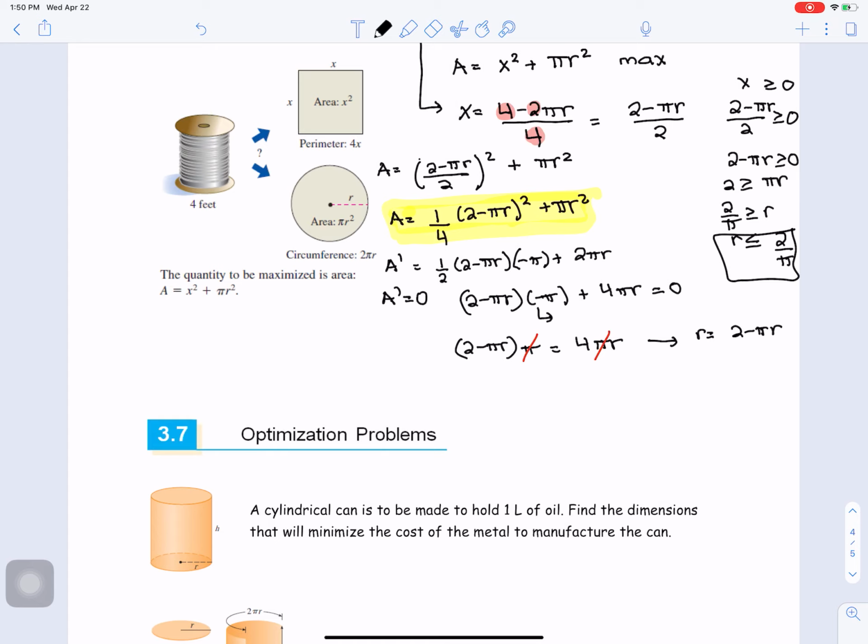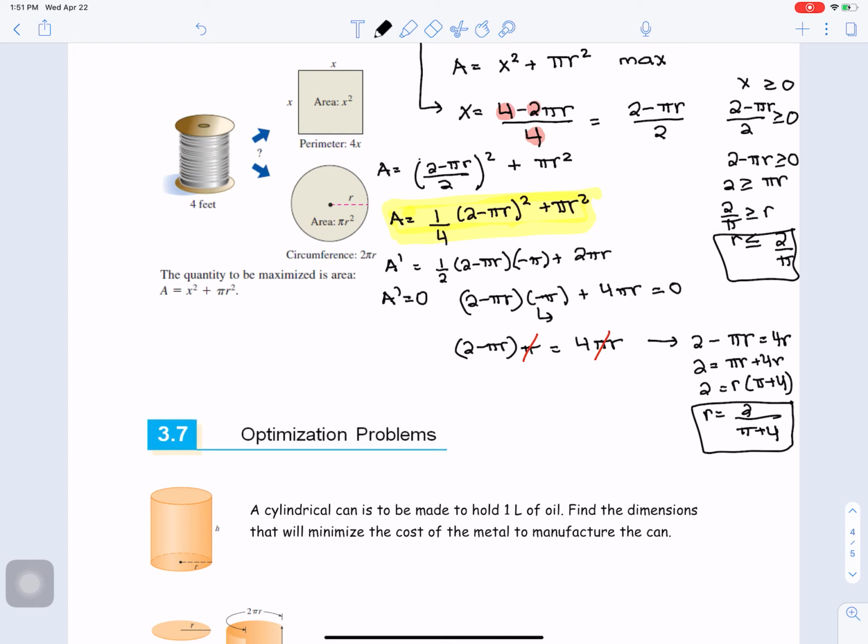Oops, I have to be careful here. So I want to move the r terms to the same side. So 2 minus pi r equals 4r. So I move the pi r to the right and factor out the r. And I get that r is, whoops, I'm making a lot of careless errors here. 2 divided by pi plus 4 is my critical point.